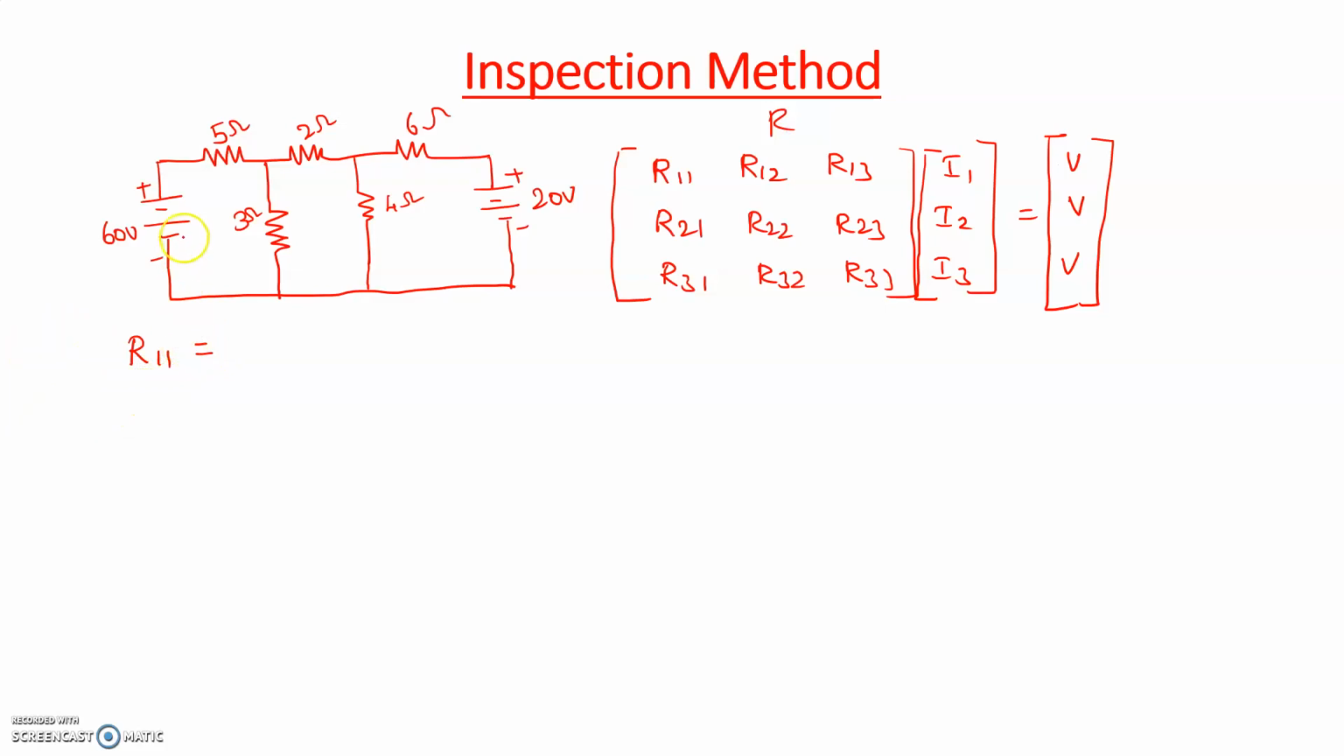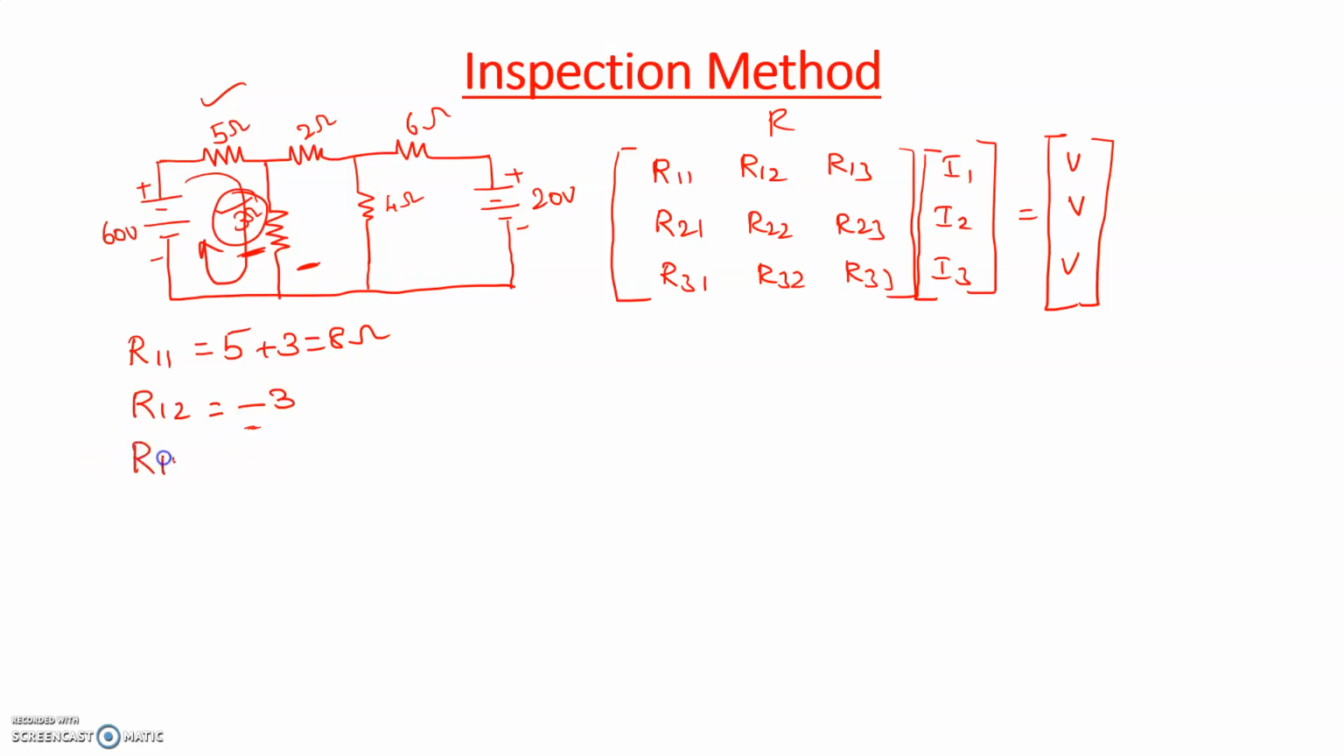So what is R11? It is the summation of the individual resistances in the first loop. The resistances present in the first loop are 5 ohm and 3 ohm, and the summation of these two gives R11. And what is R12? R12 is the resistance which is common between the first loop and the second loop. This is the 3 ohm resistance, which is taken with a negative sign, so minus 3 ohm.